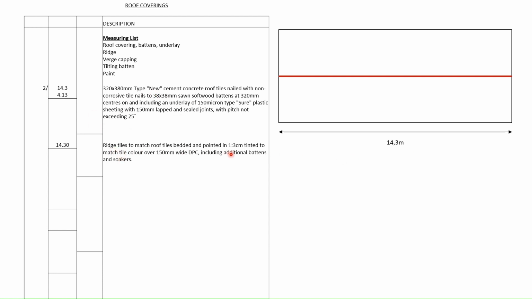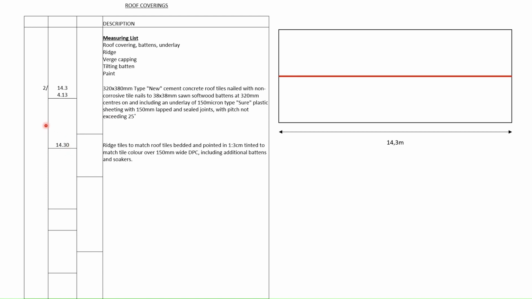So let us just read through the description and make sure that it includes everything that the standard system requires it to include, right? So we have raised tiles to match roof tiles, bedded and pointed in 1:3 cement mortar, tinted to match tile color, over 150 millimeter wide DPC, including additional battens and soakers.